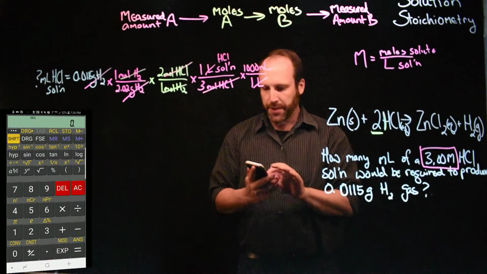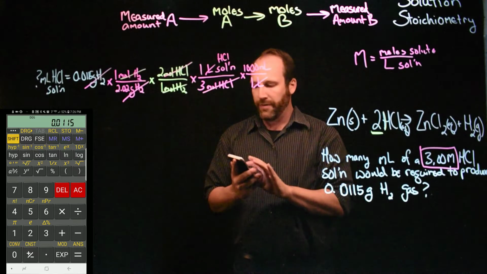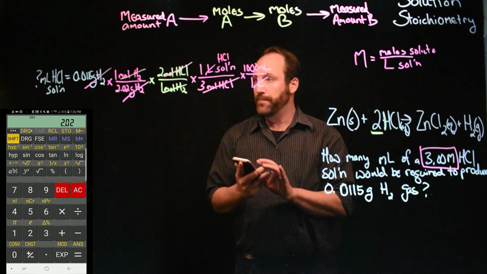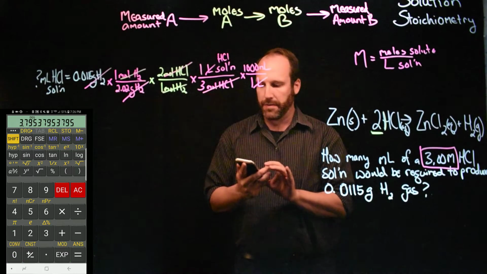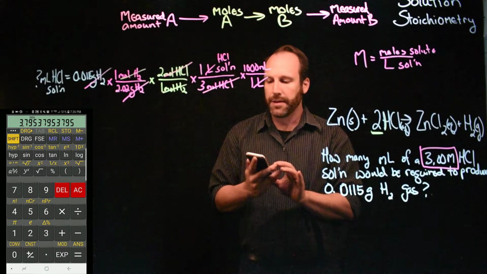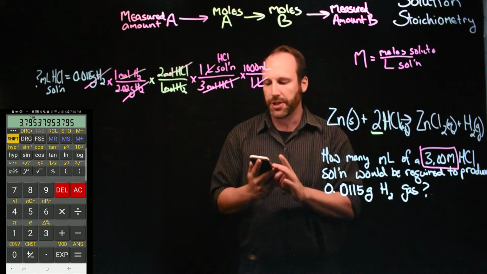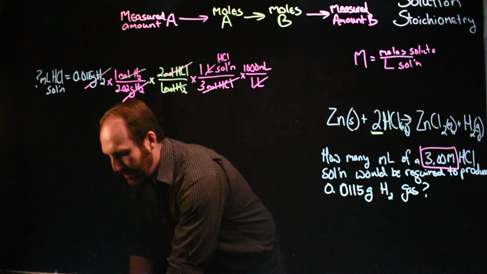All right, so we'll say 0.0115 grams divided by 2.02 times 2 divided by 3 times 1,000. Okay, and so we get 3.79. I'm looking for 3 significant digits. So let's say 3.80 milliliters.